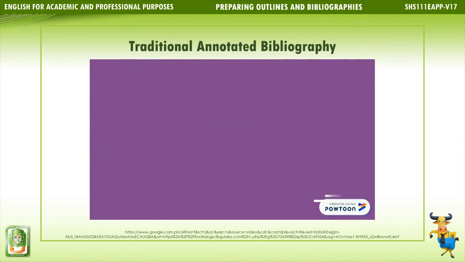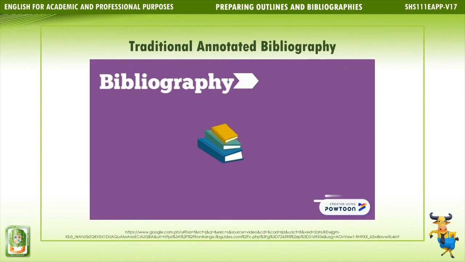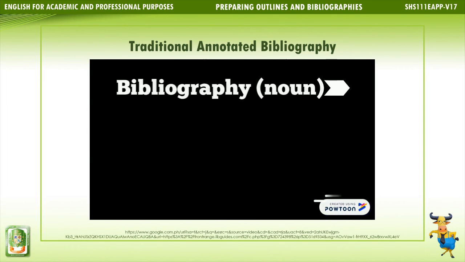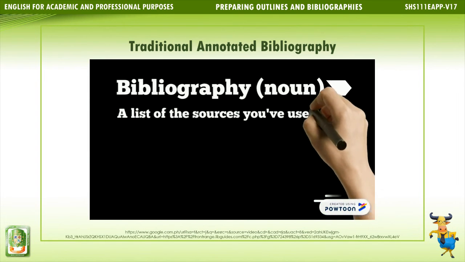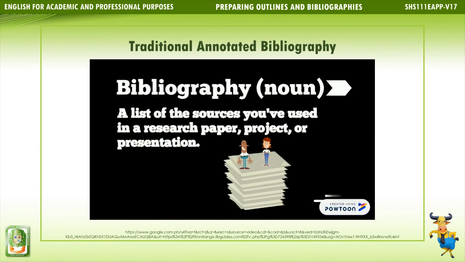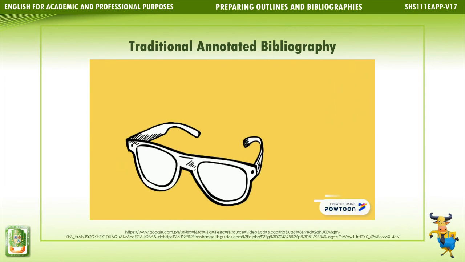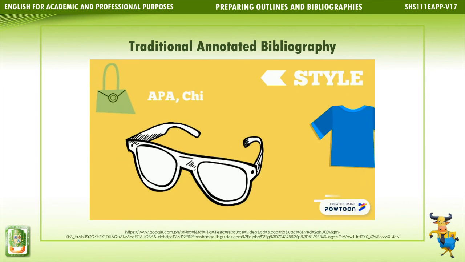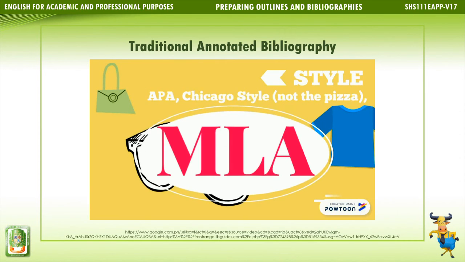You've probably heard the term bibliography before. As a matter of fact, you've probably had to complete a bibliography at some point in your academic career. So you probably already know that a bibliography is a list of the sources you've used in a research paper, project, or presentation. This list may also be called a works cited list. A bibliography follows a particular format called a style. There are different style manuals out there, but the one we use in this class is MLA.